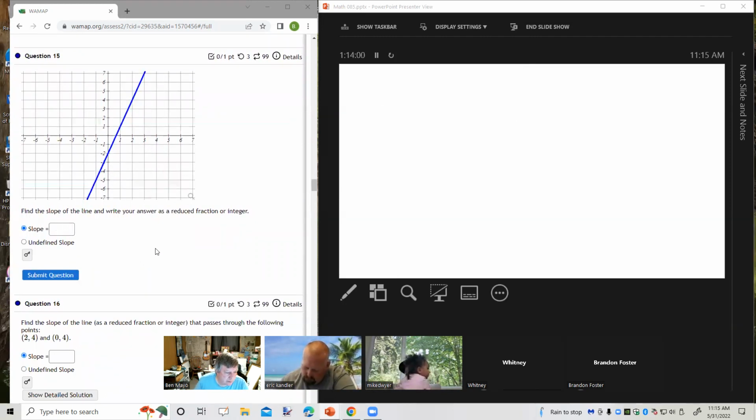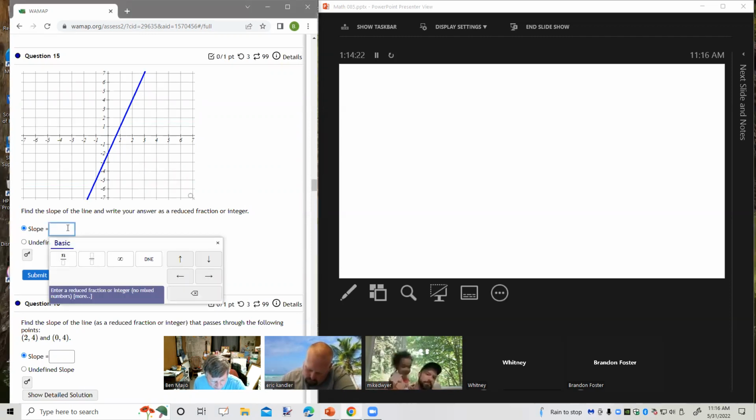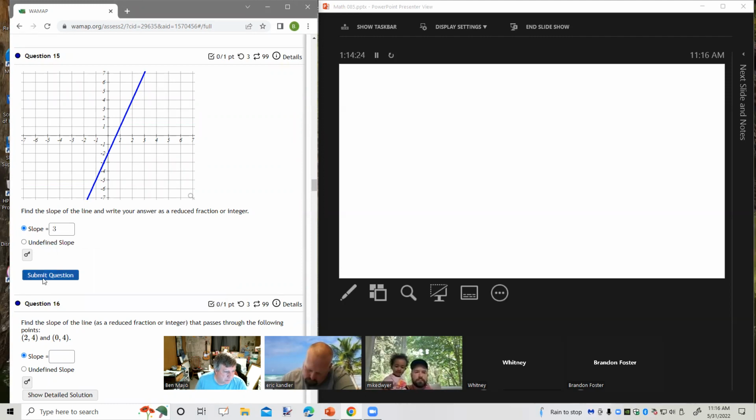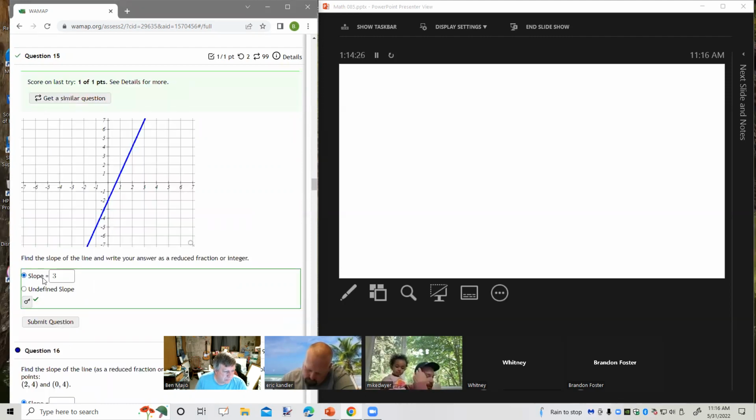15 coming up. Find the slope of the line and write your answer as a reduced fraction. Okay. Now, first of all, pay attention to the scale. For this problem, each square is 1 unit. Find a couple of nice points. How about here and there? So from here, we're going to go up 1, 2, 3, and over 1. So 3 over 1 or just 3.